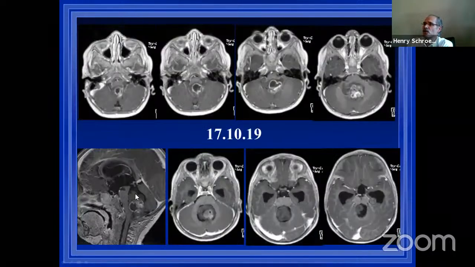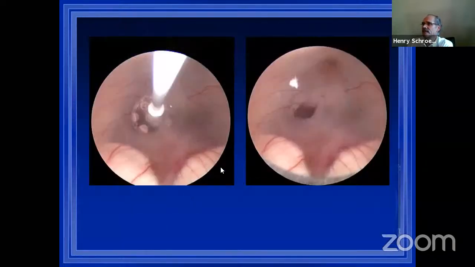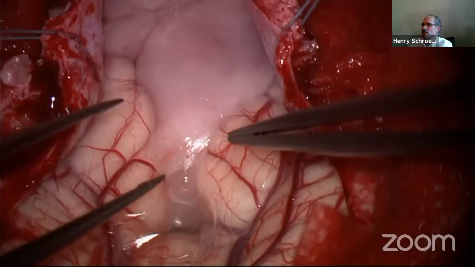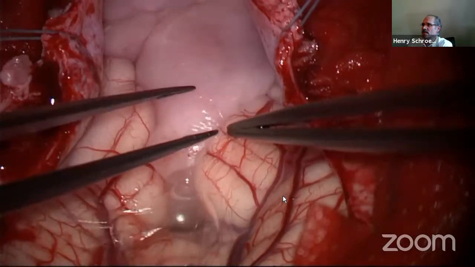And here you see the contrast enhancement is not homogeneous, but there seems to be one type of tumor, and inside it looks a little bit different, like an anaplastic type. At first we made an ETV to treat his hydrocephalus, and then 2 days later we made the surgery. You see this is the tumor already.